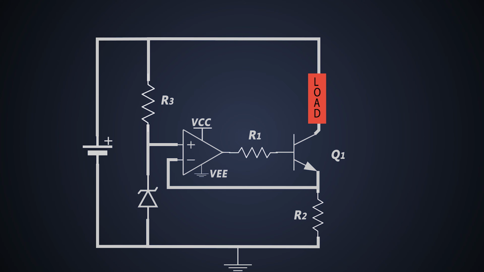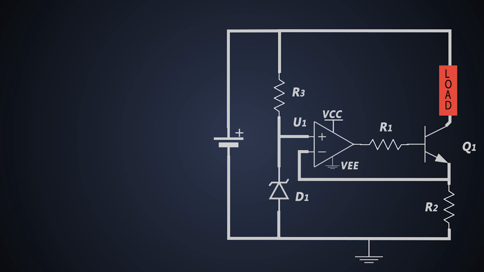R3 is the current limiting resistor for the Zener diode. If you don't use this resistor, the Zener will just damage itself when it starts conducting. U1 is the OpAmp and D1 is the Zener diode, which produces a constant reference voltage for the OpAmp. And finally, the load is connected between the collector of the transistor and the power supply.